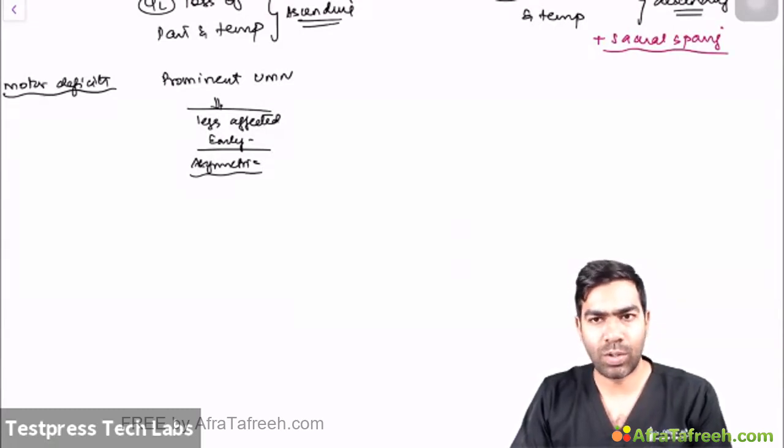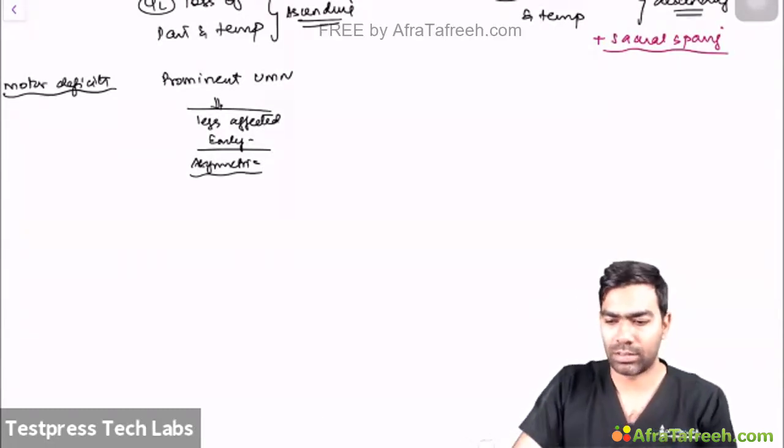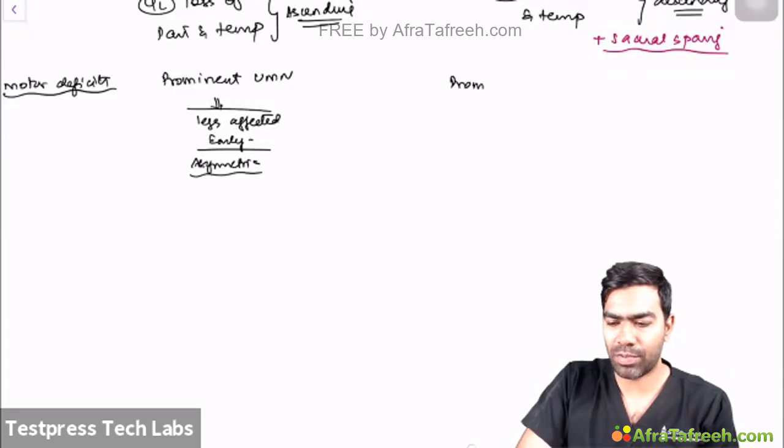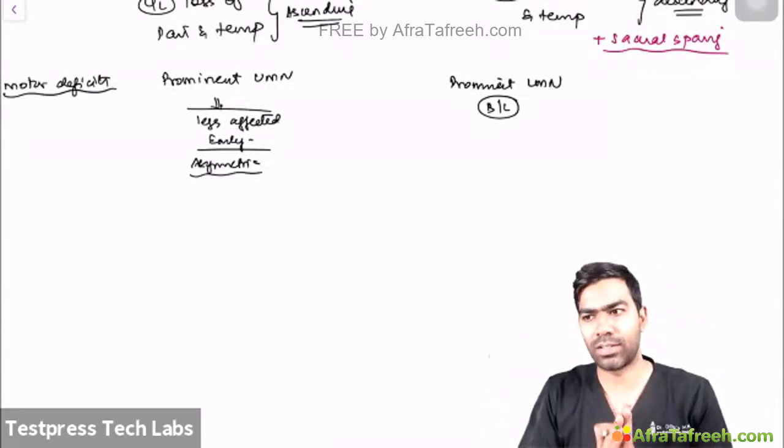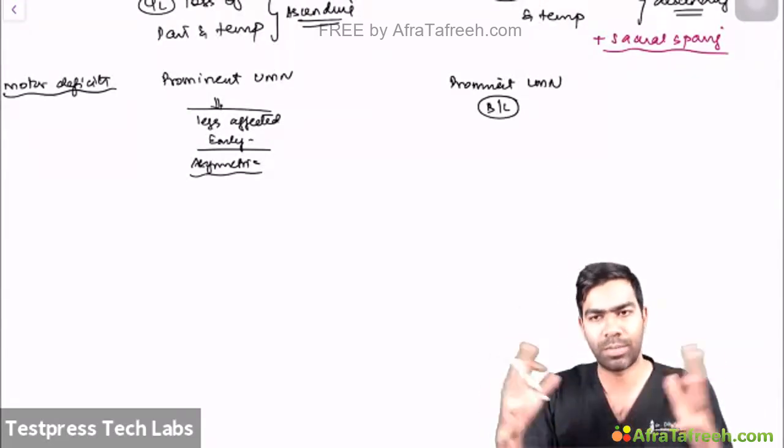If then it's a nucleus. So yes, there's going to be prominent LMN type of involvement here. And usually it will be bilateral, because central cord lesions will not produce asymmetricity. So usually it will be bilateral.